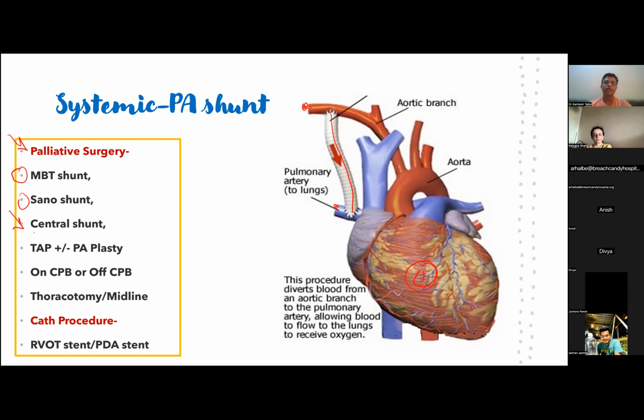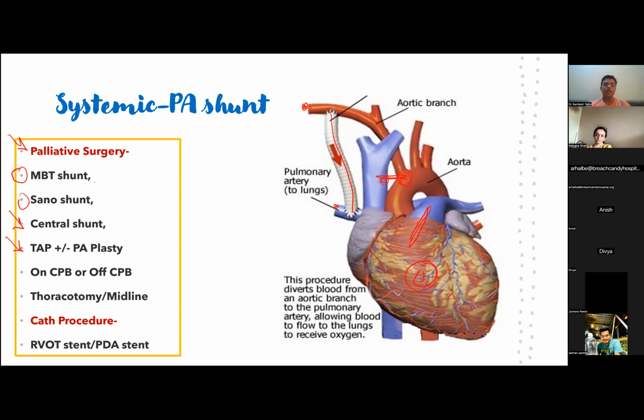A central shunt is performed when there is a very small branch PA, and then they directly attach a graft between the MPA and the aorta to have a better flow in the shunt. That is called a central shunt. Some units perform a transannular patch. They just cut across the RVOT and do a patch plasty, plus or minus, without doing this kind of shunt. That is also one of the treatment options.